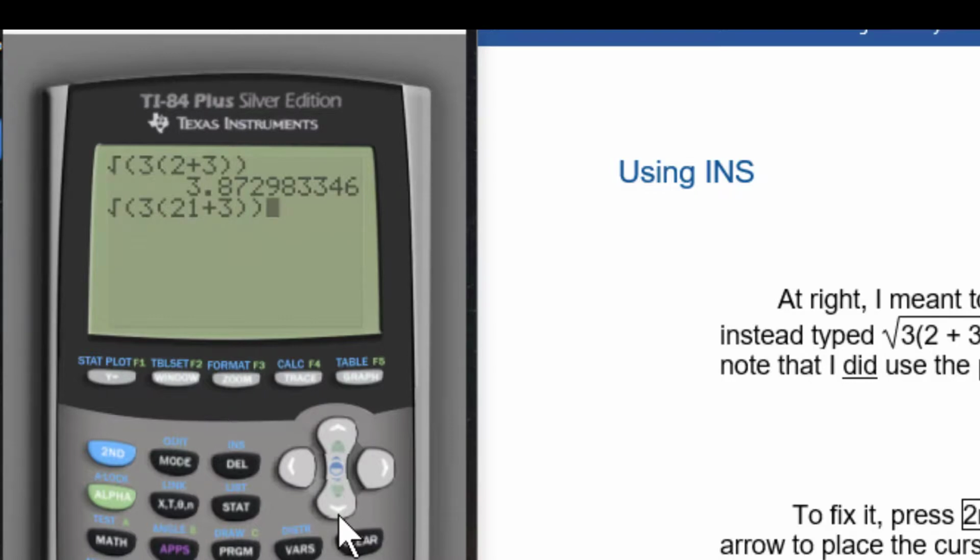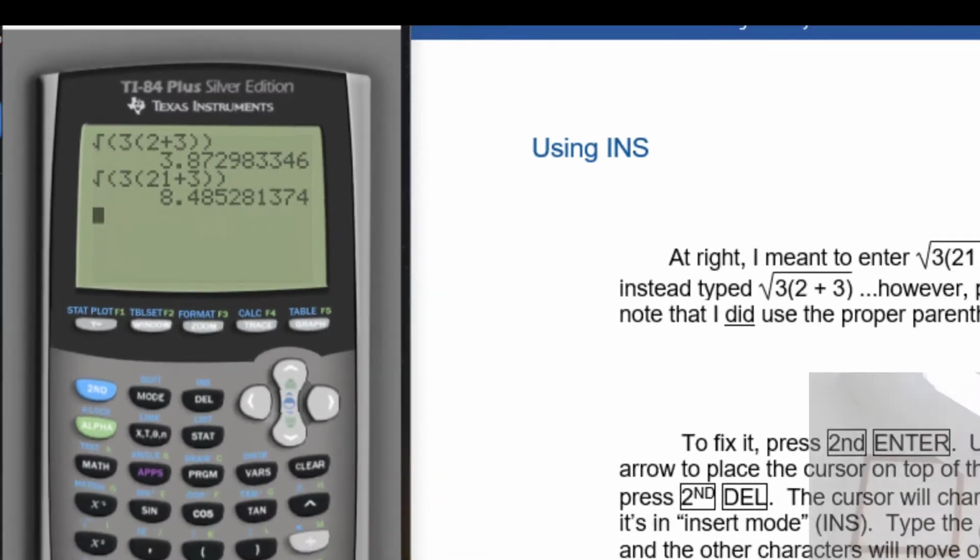Square root of 3 times the quantity 21 plus 3, press enter, we got the right answer, yay, hooray, and that's cool.